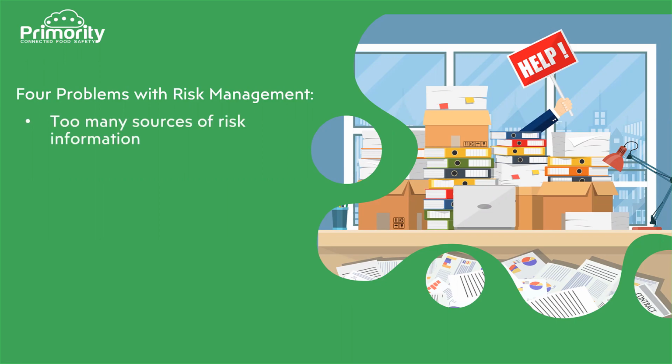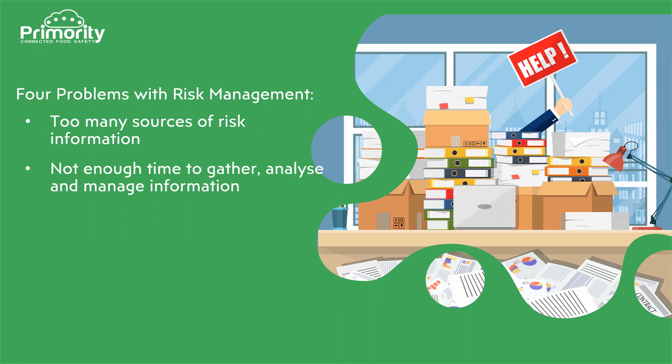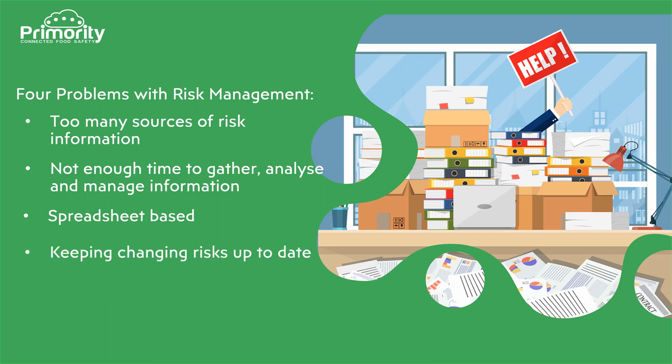So the four problems with risk management. One, there are too many sources of risk information from the supplier, from the supply chain, from horizon scanning tools, and so on. The second one is that there's not enough time available to gather, analyze, and manage information. The third big problem is that how risk is managed in terms of assessment is spreadsheet based, which can quickly become out of date. They don't have a lot of automation apart from formulas and so on. And then the fourth one is keeping risks up to date.